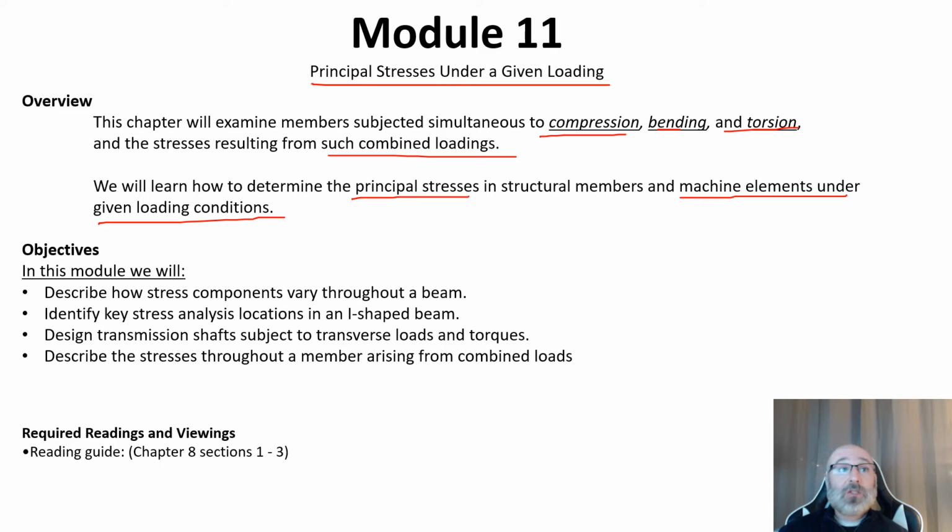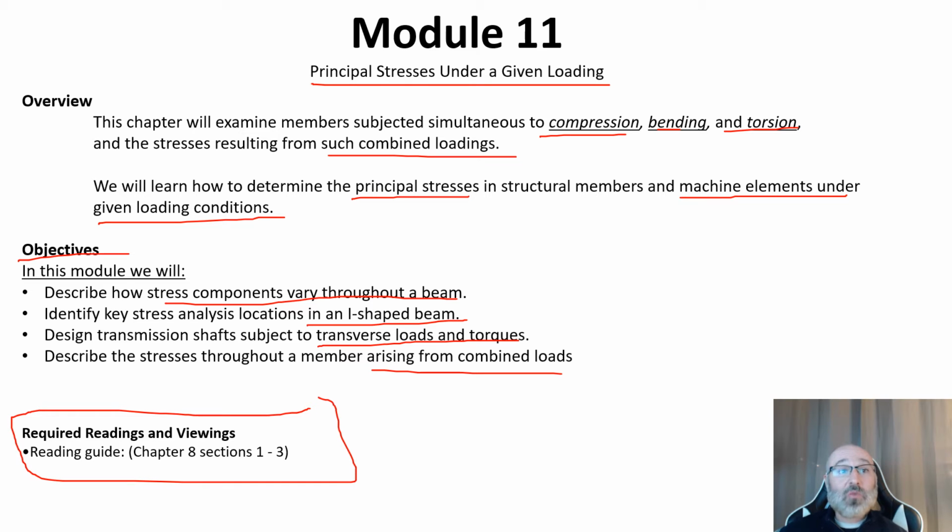So within this module, some objectives, what we're going to do is we're going to describe how stress components vary throughout a beam, identify key stress analysis locations in an I-shaped beam, design transmission shafts subject to transverse loads and torques, and then also describe the stresses throughout a member arising from these combined loadings. As related to our textbook, again, this is Chapter 8, and for your reading guide, this will be sections 1 through 3.